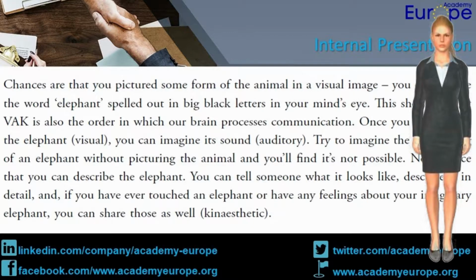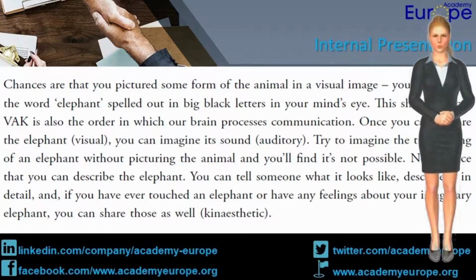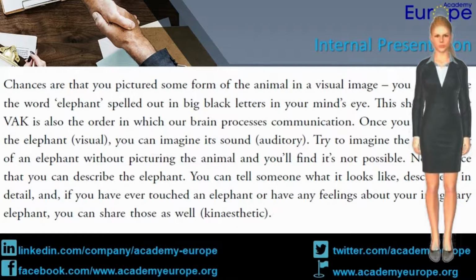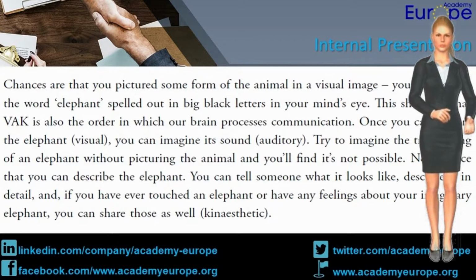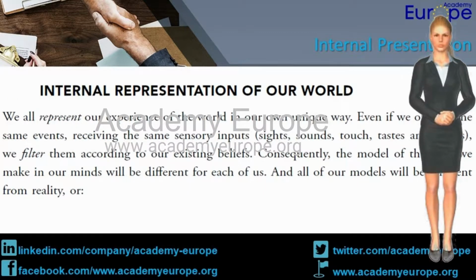Once you can picture the elephant, visual, you can imagine its sound, auditory. Try to imagine the trumpeting of an elephant without picturing the animal and you'll find it's not possible. Now notice that you can describe the elephant. You can tell someone what it looks like, describe it in detail, and, if you have ever touched an elephant or have any feelings about your imaginary elephant, you can share those as well. Kinesthetic.